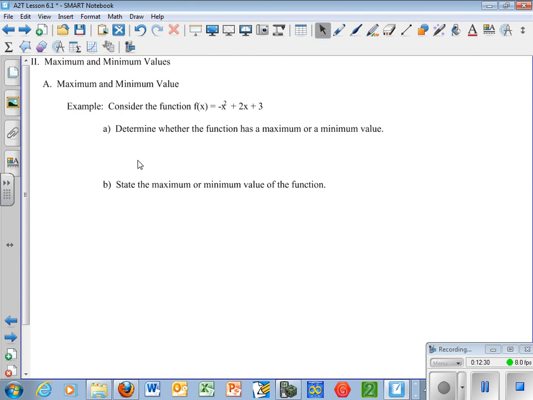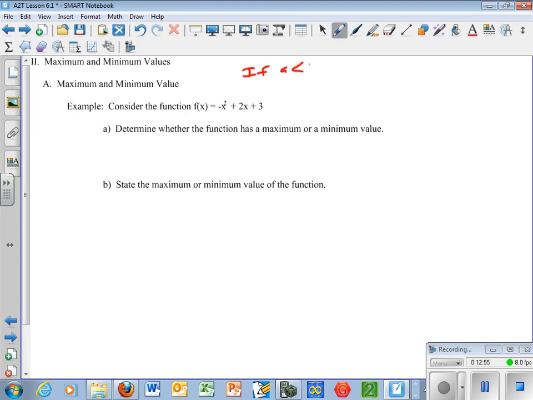Okay, now we're going to move on to maximum and minimum values. Okay, couple things here. How do you determine if the parabola has a maximum or minimum value? A maximum or minimum value would be the highest or lowest point of the graph. Okay, now here's what you need to look at.